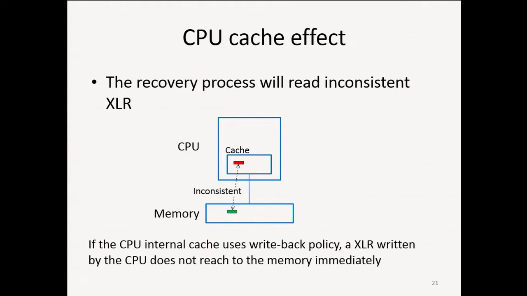As to the CPU cache employing a write back policy, data written by the store instruction of the CPU does not reach memory immediately. Of course, NVM has the same story. That is, there is a risk of transaction lost if the system crashes after a transaction commit finishes and before its XLog record reaches NVM. In this case, the recovery process will read incorrect XLog records.